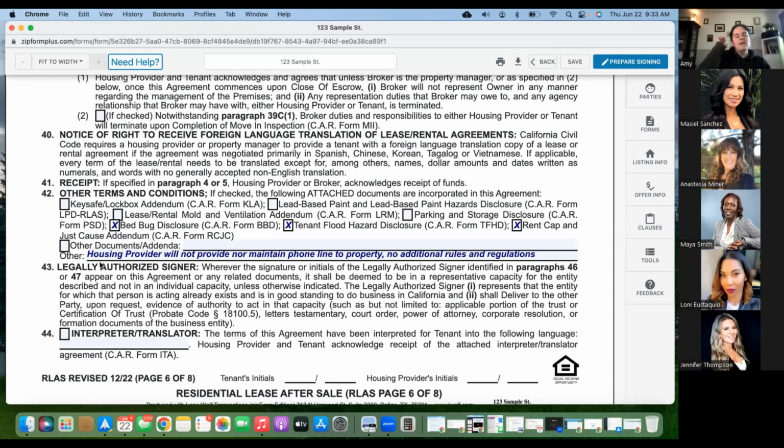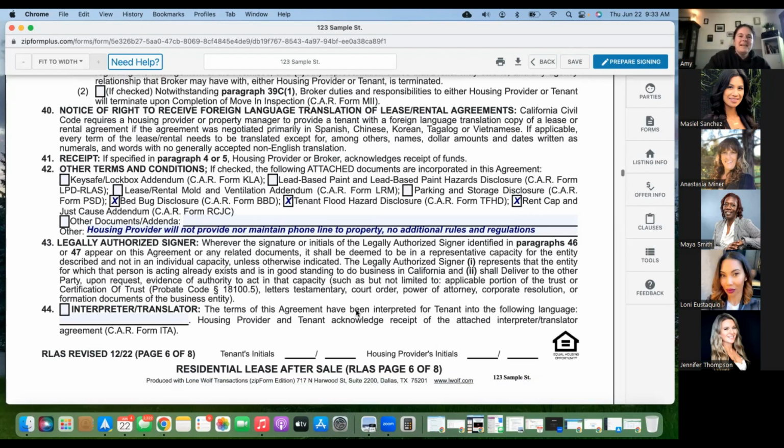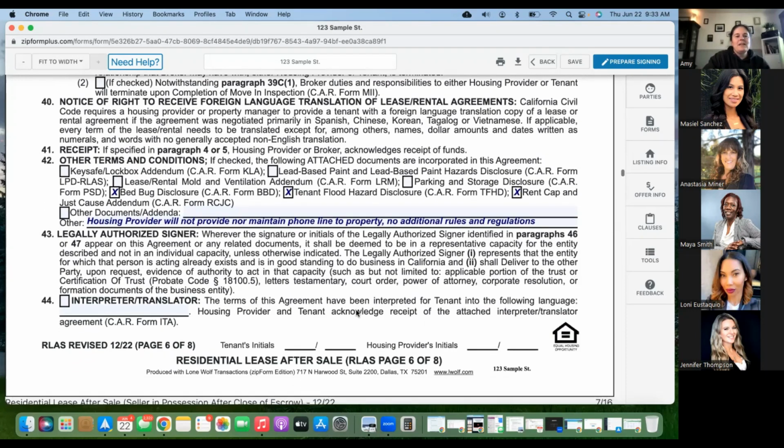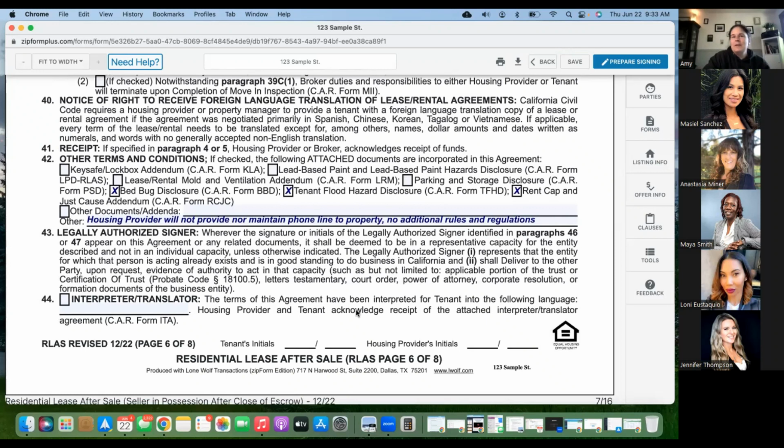And then remember, way back at the beginning, it talked about how housing provider was going to provide a phone line to the property. Here in the other line, remember, we just added housing provider will not provide nor maintain phone line to the property, no additional rules and regulations, because those were two things that were mentioned earlier in the agreement that we covered last time that we wanted to make sure to add clarity to at the end of this one. Any questions about the 40 through 42, 40, 41, or 42, receipt, notice of the foreign translation or other terms and conditions?